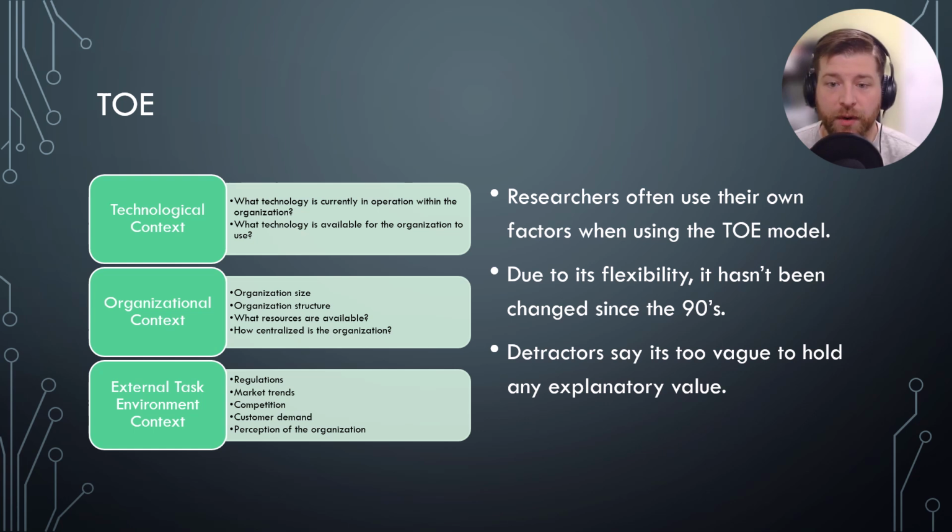Researchers often use their own factors when using the TOE model. That's because this is a very vague framework, and it hasn't really changed since the 90s because, again, researchers can just plug in whatever questions in the technological context that they want to answer. They can plug in whatever questions in organizational or external task environment. It's a really flexible framework to be used for explanations. But that's what detractors would also say, is it's too vague to actually hold any explanatory power.